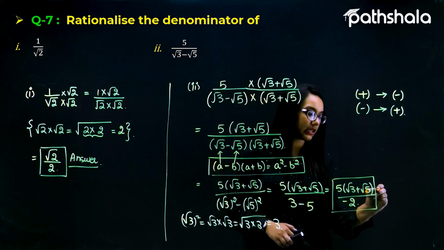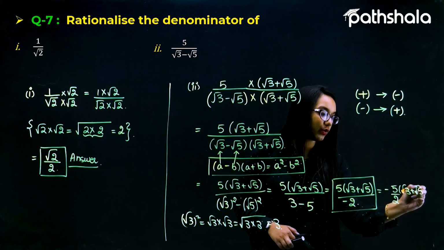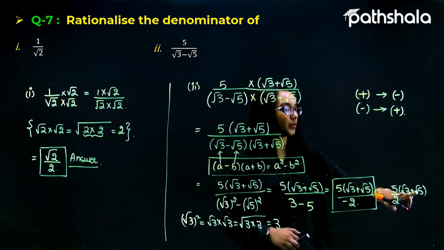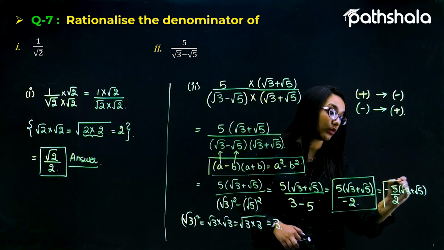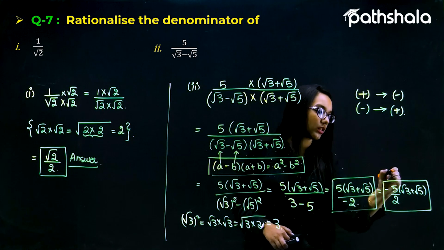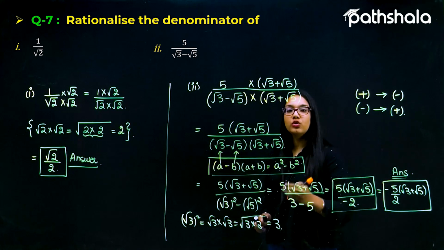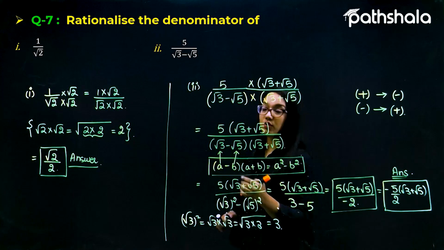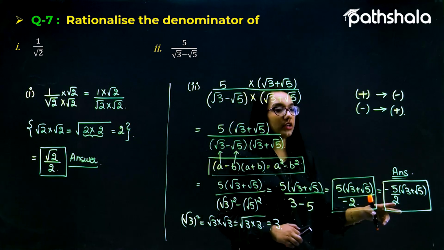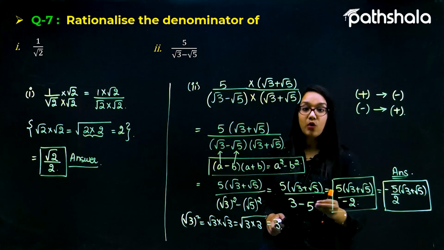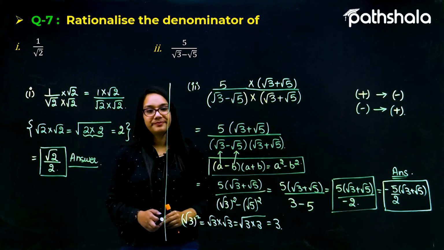You can write it as minus 5 by 2 into root 3 plus root 5, or you can multiply 5 with this bracket, that is 5 root 3 plus 5 root 5. You can also write it in this form as well. So the rationalization of the denominator of this p by q form is minus of 5 by 2 into root 3 plus root 5. I hope the whole concept of rationalizing the denominator of such numbers is clear to you.